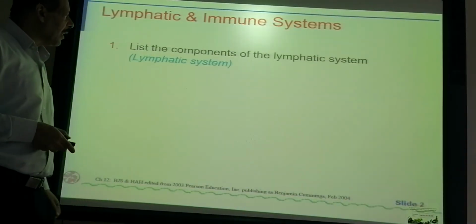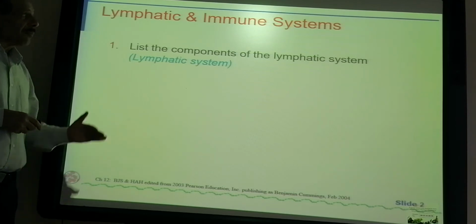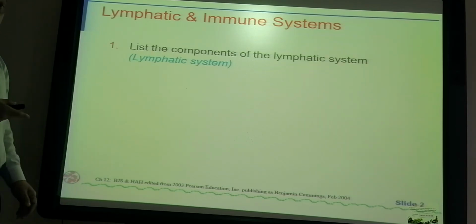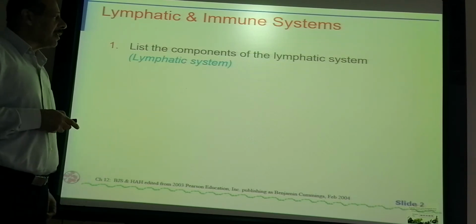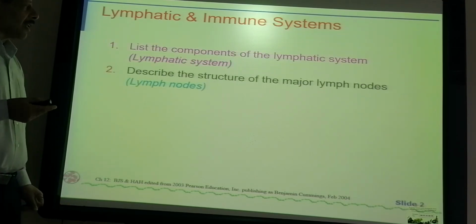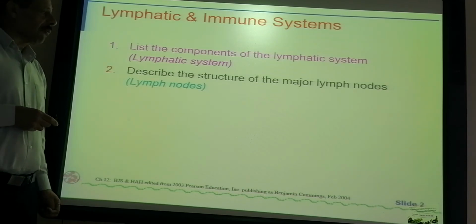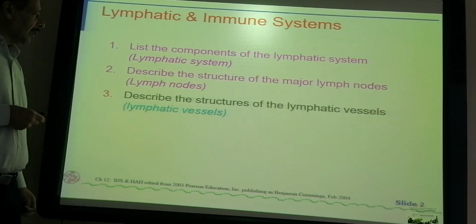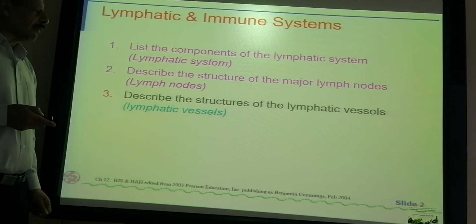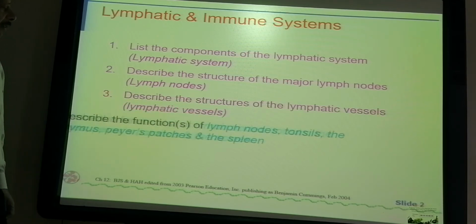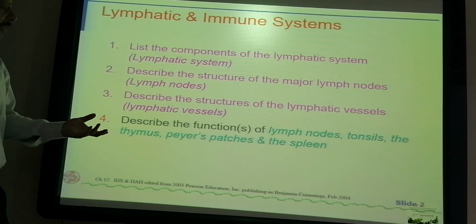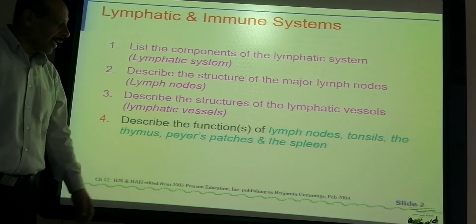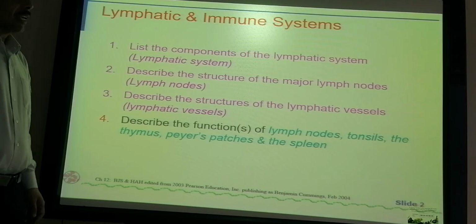For this lecture, our objective is to list the components of the lymphatic system and describe the structure of major lymph nodes, then describe the structure of the lymphatic vessels, and also describe the function of the lymphatic organs like tonsils and thymus gland, Peyer's patches, and spleen.